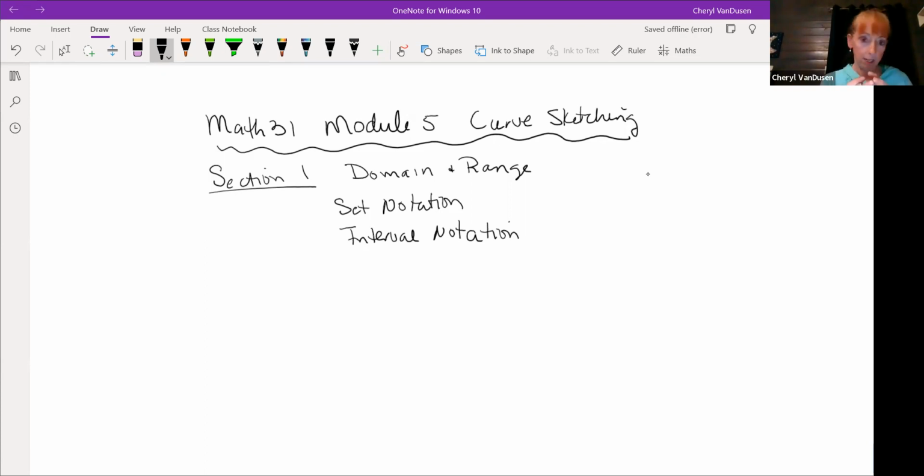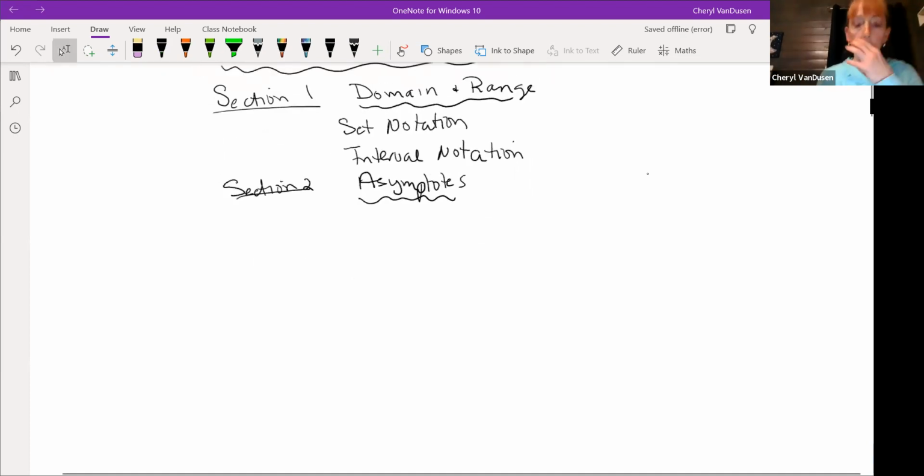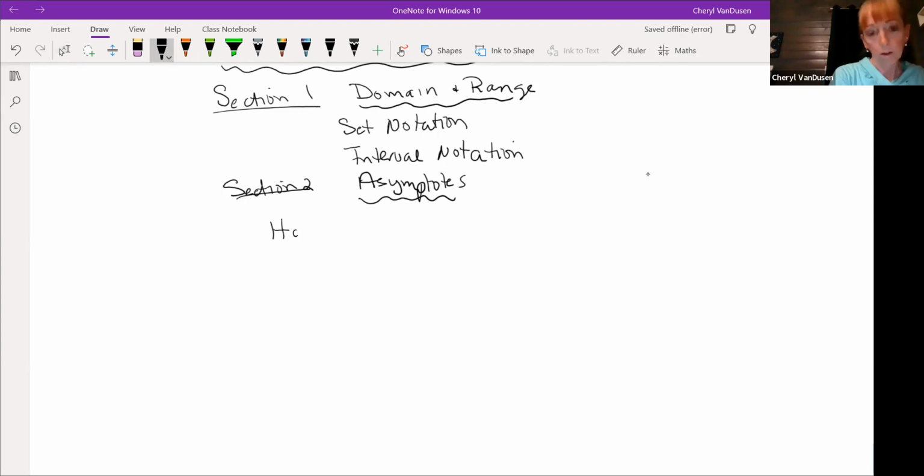Now, in section 2, we talk about asymptotes, which actually helps us to flesh out what the domain and the range is. So let's talk about some asymptotes. And again, you have done some work on asymptotes before this. So some of this will be familiar, some of it may not be.